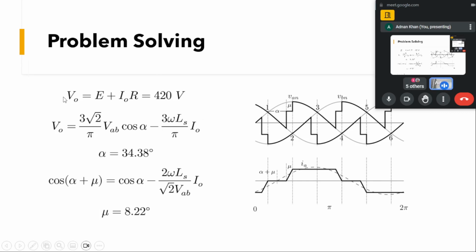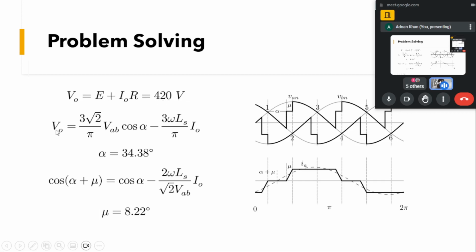What is given to us is a resistance at the output and the output voltage, so we can calculate the average output. That will be the sum of E plus the current flowing times R, which comes to 400 plus 20 into 1, equal to 420 volts.